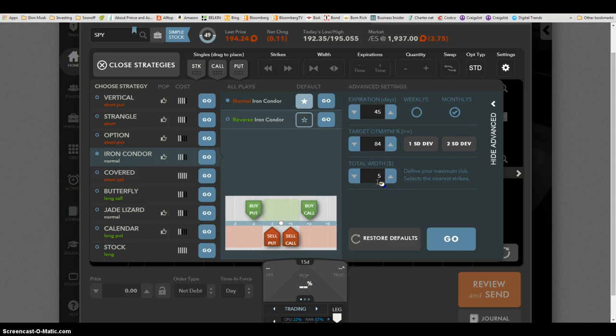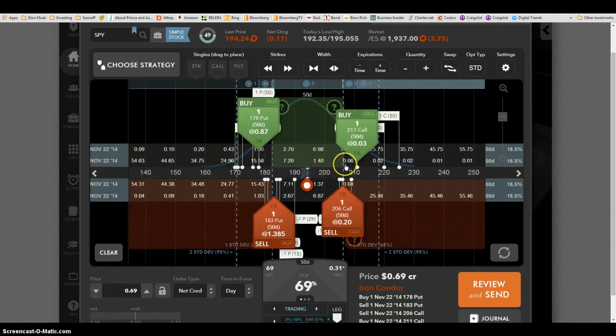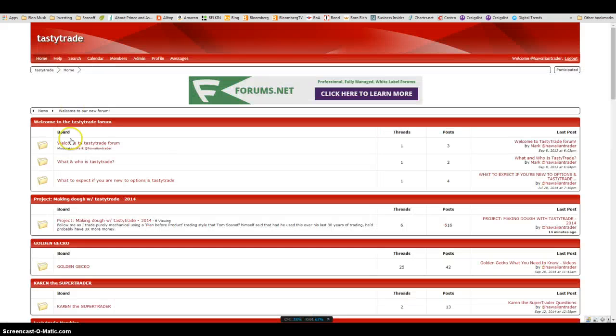And you know what? Set this to 5, and I'll show you why in a minute. If you don't have as much capital, 5-point strikes have been proven to be very good for selling these Golden Geckos and bringing the wings in further, because it's better for your return on capital. It's been really proven to be great for return on capital. That will be on the forum here.